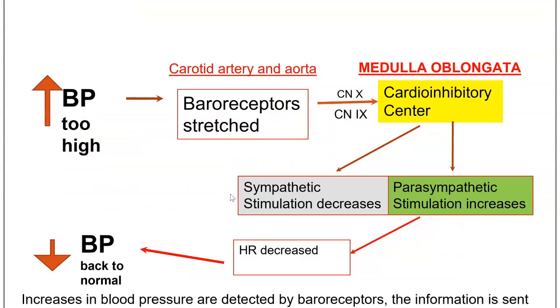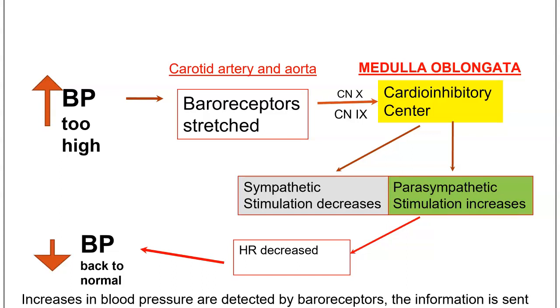Okay, if there is an increase in blood pressure, cranial nerves number 10 and 9 will detect this, because the baroreceptor cells in the carotid artery and the aorta will be stretched by the high blood pressure. And that will be communicated to the medulla oblongata via cranial nerves 10 and 9.